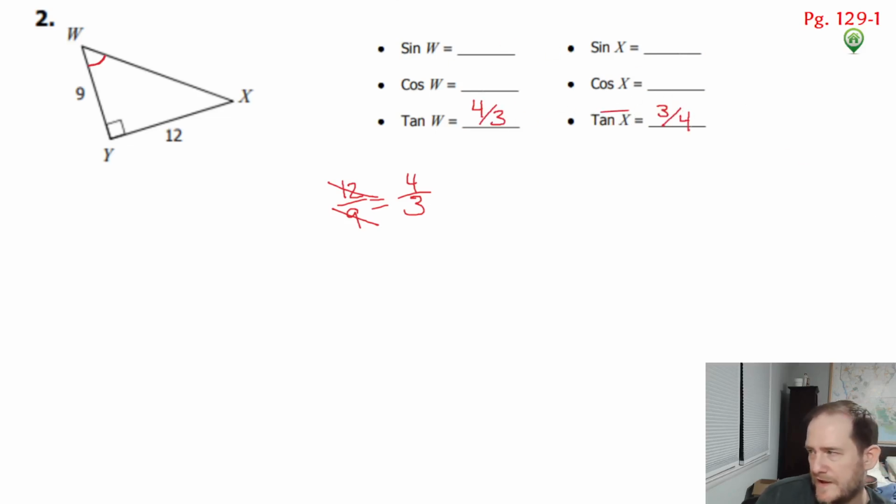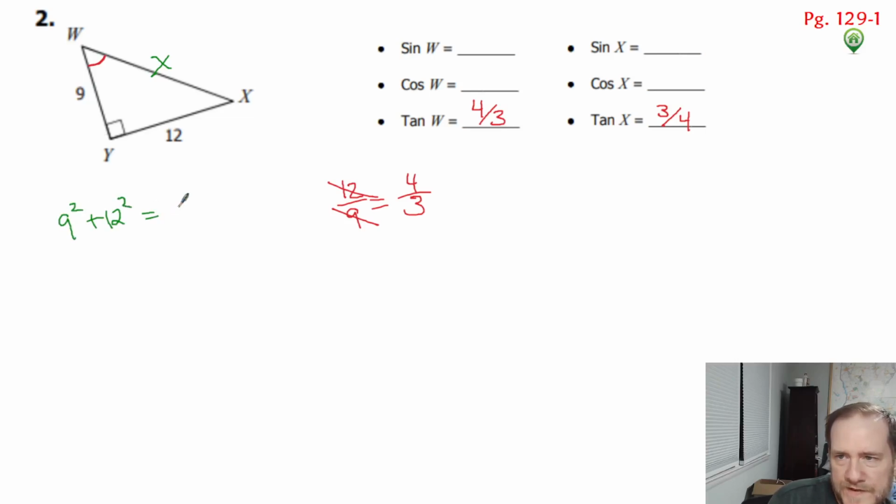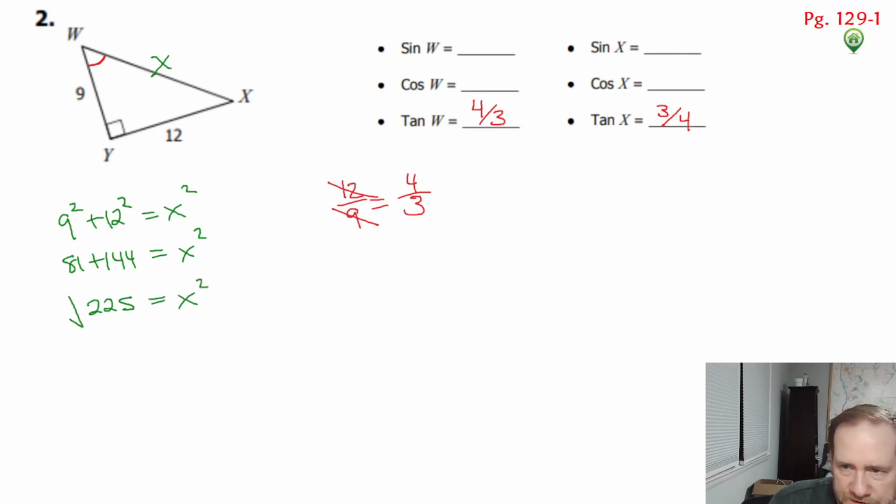But I can't get sine or cosine until I know the hypotenuse. So like it or not, we're going to have to get in here and solve for this side here, which is going to be called x. So just do Pythagorean theorem. It'll be 9 squared plus 12 squared. You'll set that equal to x squared. So you're going to get an 81 and a 144 by squaring those numbers, which adds up to 225. And you take the square root of both sides. And the square root of 225 happens to be exactly 15.